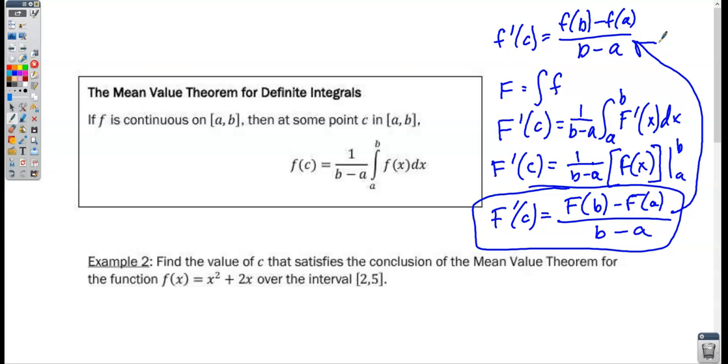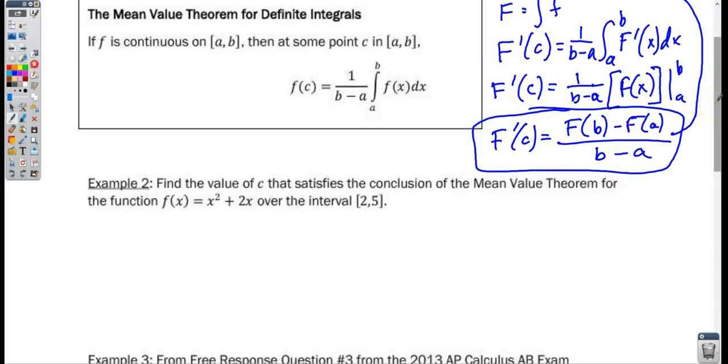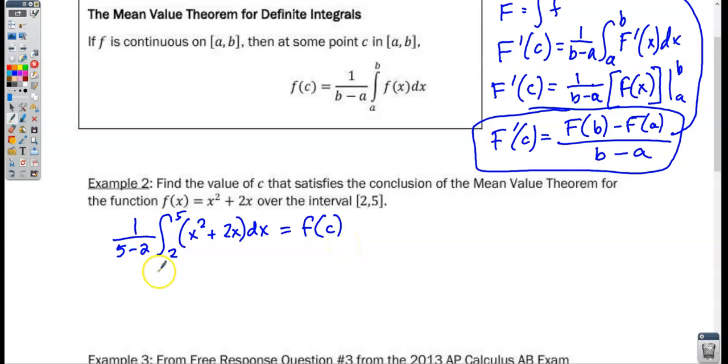All right, example 2. Find the value of c that satisfies the conclusion of the mean value theorem for the function f of x equals x squared plus 2x over the interval 2, 5. So first I'm going to find my average value. So I've got 1 over b minus a times the integral from a to b of f of x. And we're going to set that equal to f of c, and we want to find the value of c. Okay, so first I'm going to go ahead and find the value of this integral.